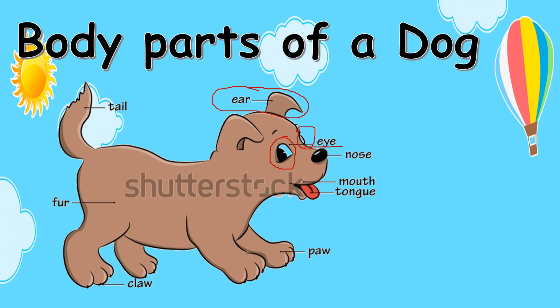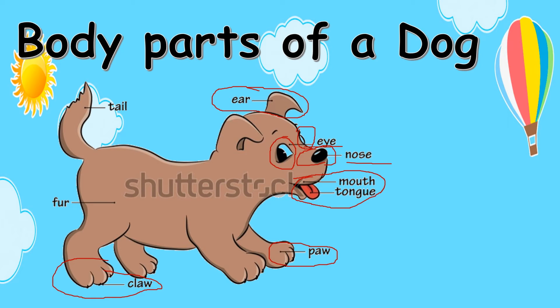And next, we have the nose. Nose. We have the mouth and tongue. We have the paw, okay? Pag nasa harapan, like their hands, sa harap yan po, ang tawag po dyan ay paw, alright? Paw. And then, kapag nasa back, ang tawag po dyan ay claw, okay? Claw. Pag nasa harap, paw.